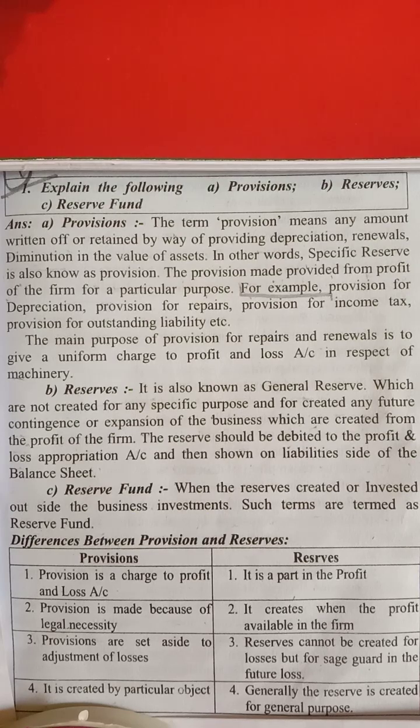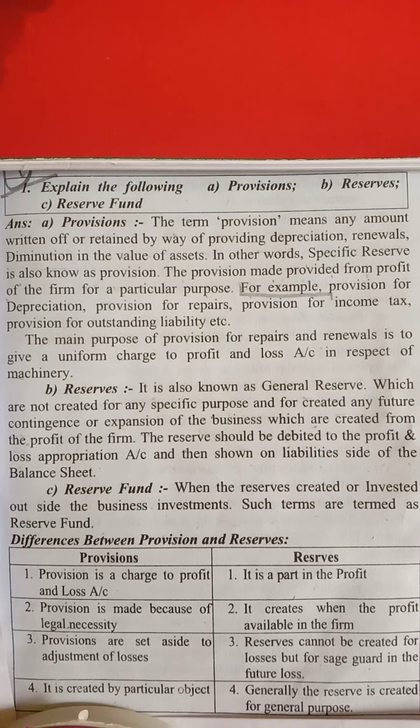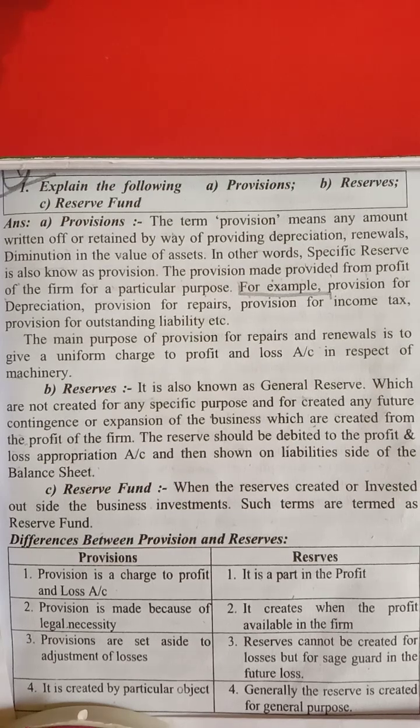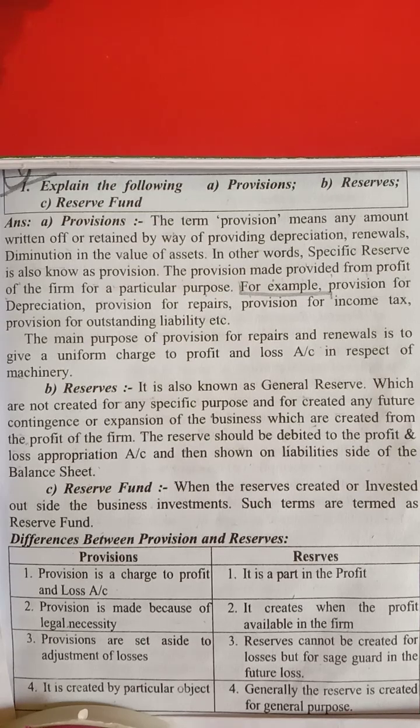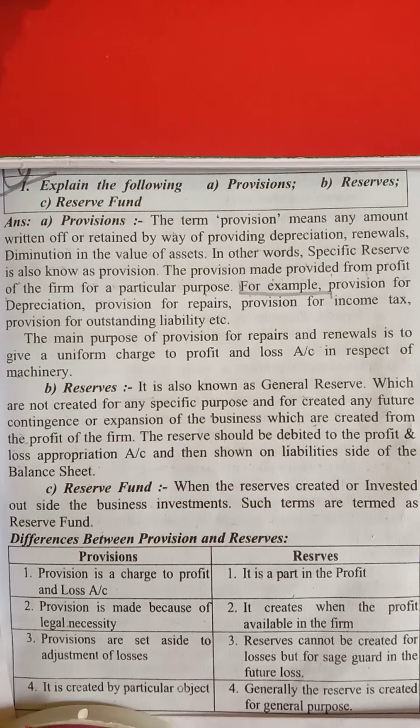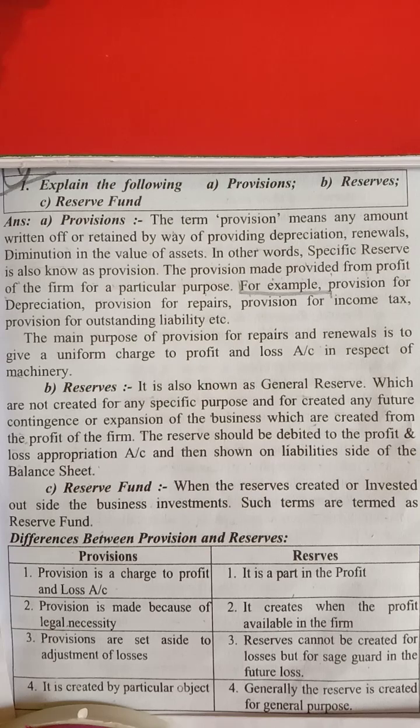So next one is reserves. It is also known as a general reserve, which is not created for any specific purpose, and is created for any future contingencies or expansions of the business, which are created from the profit of the firm. The reserves should be debited to the profit and loss appropriation account and then shown on the liability side of the balance sheet. These are called reserves.